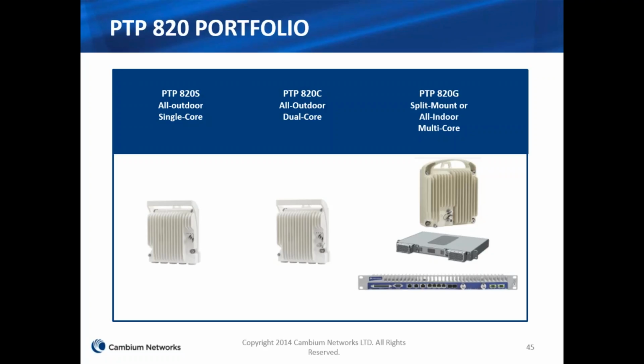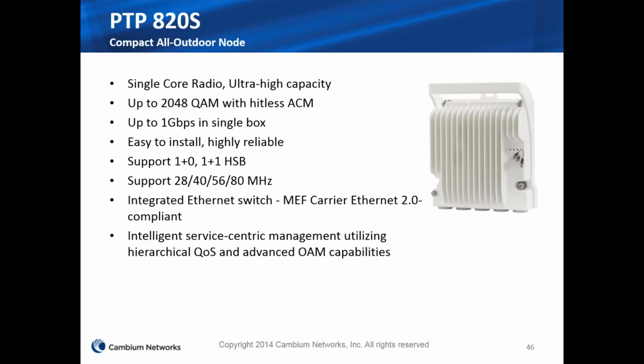So it is incredibly small. We're trying to minimize the cost of what you would have to lease if you're going to lease a tower. Next slide. We have multiple options for you. Once again, with cost in mind, we have an 820S, which is a 1 gig radio. Once again, 2048 QAM, up to 1 gig in a single box. Next slide.